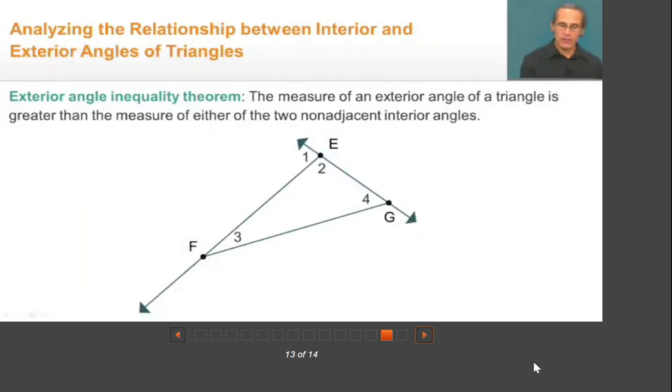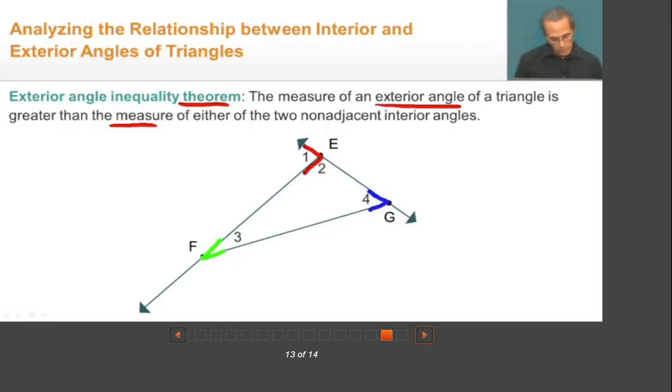The exterior angle inequality theorem. This says the measure of an exterior angle of a triangle is greater than the measure of either of the two non-adjacent interior angles. Look at this diagram. Here's our exterior angle. And we know that the measure of angle 1 is going to be equal to the measure of angle 3 plus the measure of angle 4.